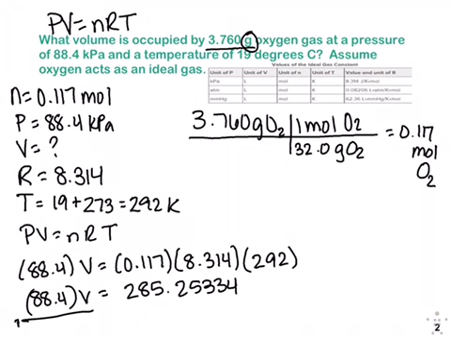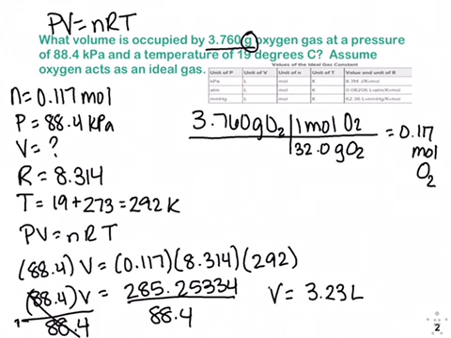To get V by itself, you need to divide out the 88.4. Do that on both sides. And your volume is 3.23 liters of O2. Make sure when you write your answer that you are putting your units. Some of you on the last assignment skipped your units, and that was detrimental to your success on that assignment.